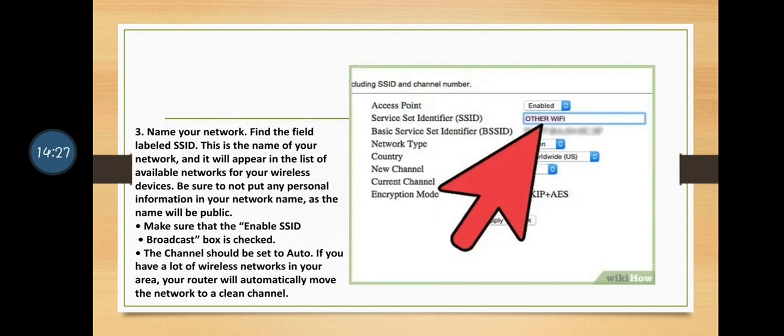Third, name your network. Find a field labeled SSID. This is the name of your network, and it will appear in the list of available networks for wireless devices. Be sure not to put any personal information in your network name, as the name will be public. Make sure that the enable SSID broadcast box is checked. The channel should be set to auto. If you have a lot of wireless networks in your area, your router will automatically move the network to a clean channel.